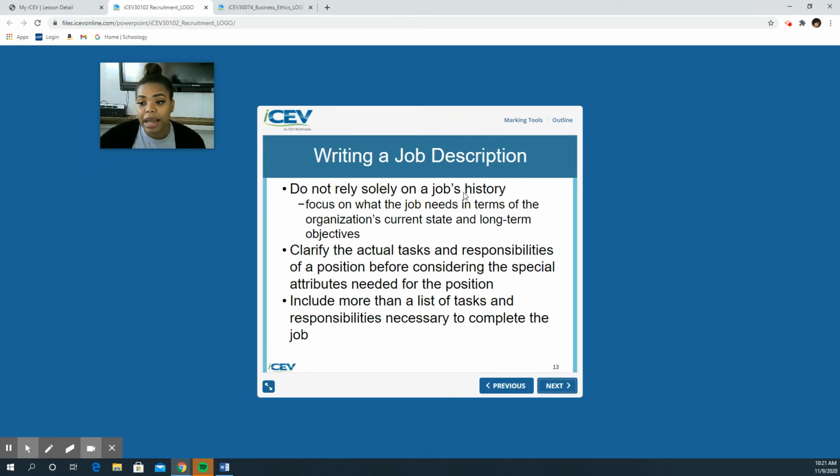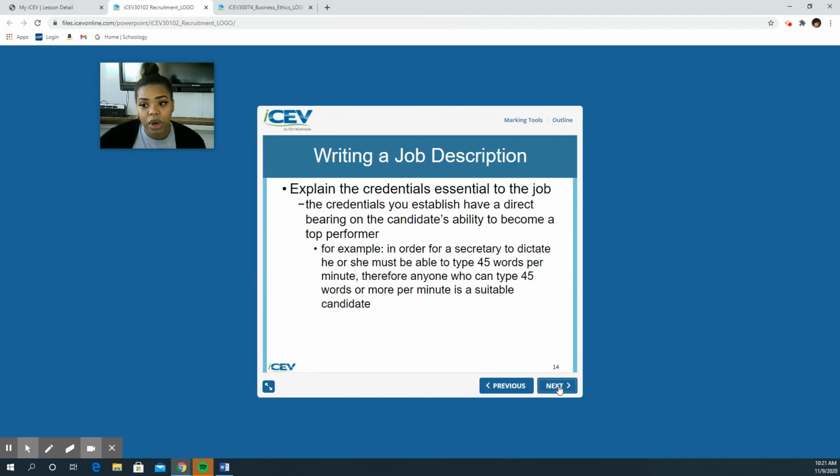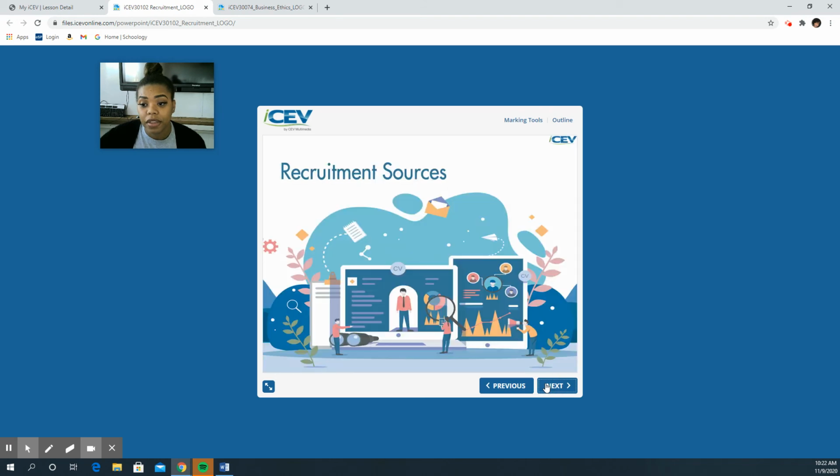Okay, so they don't rely on the job's history. They actually focus on what the company needs, and they clarify that. They give a list of what that is in order to accurately describe what they need out of a person. They also talk about your credentials. What do you need to have? Do you need to have a degree? Do you need to know how to type 45 words per minute? Do you need to have a high school diploma? Do you have to have a certification of some sort? What do you need? And then they recruit.